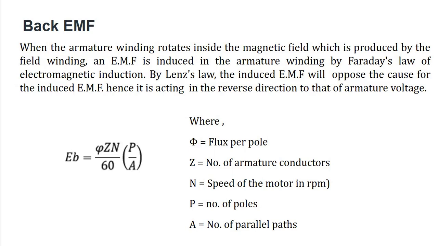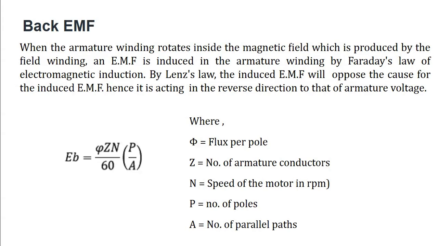Now, the direction of the induced EMF will be opposite to the cause which is causing the EMF, by Lenz's law. Hence, the EMF induced in the armature winding will act in the reverse direction to that of the armature voltage. So this EMF is called back EMF since it is opposing the armature voltage.